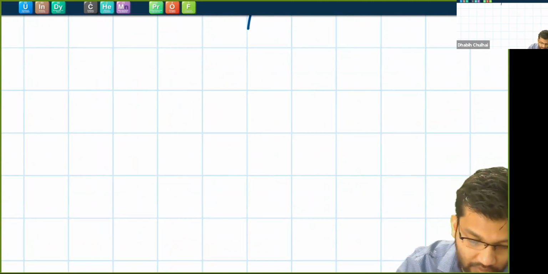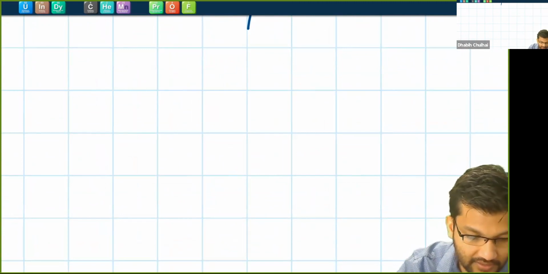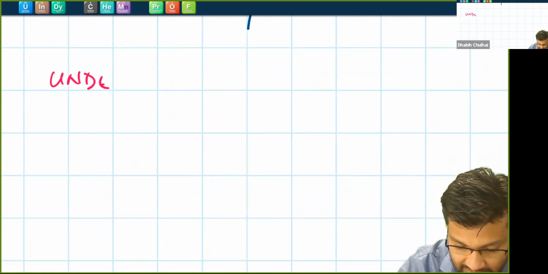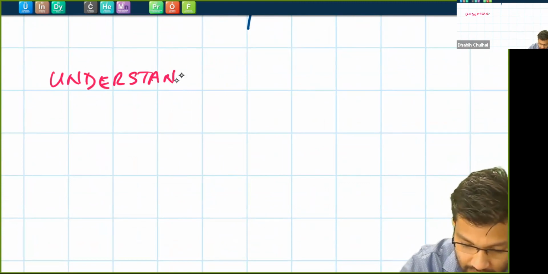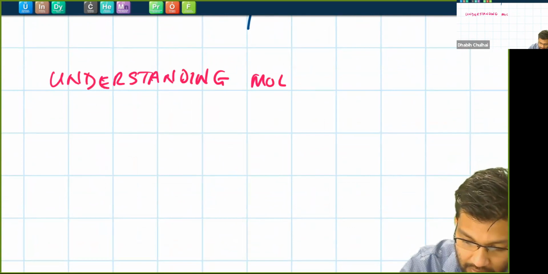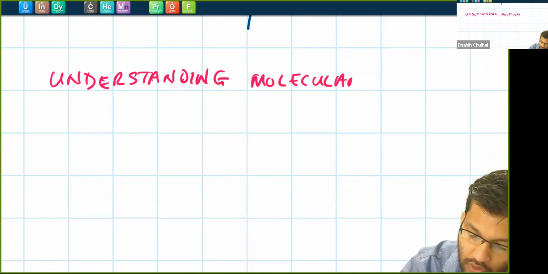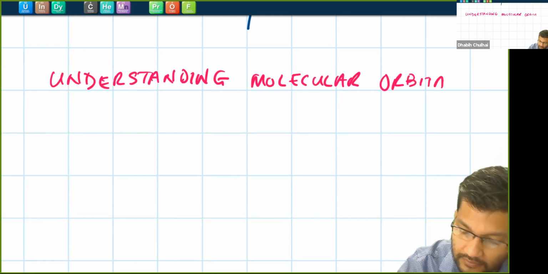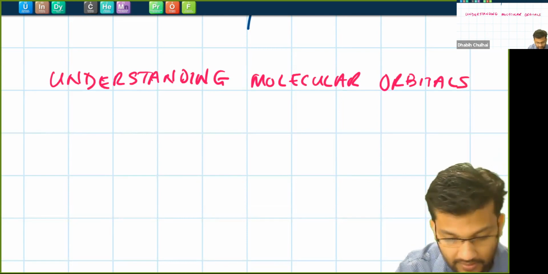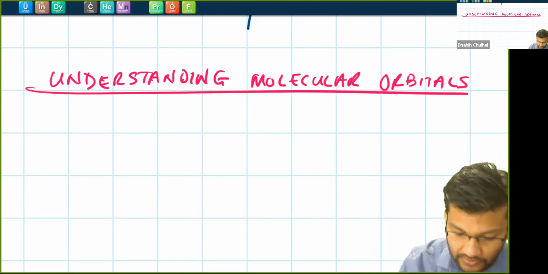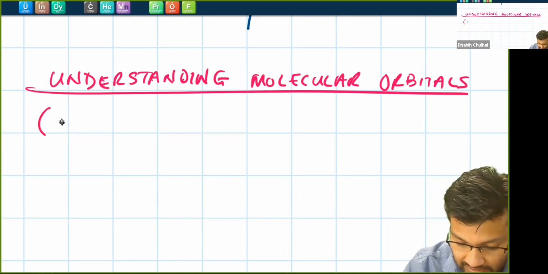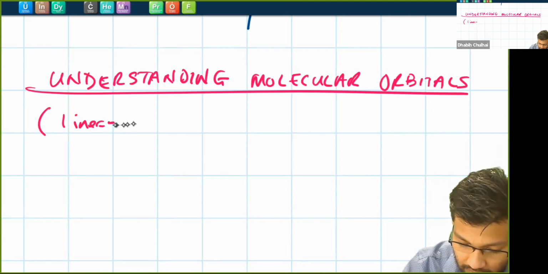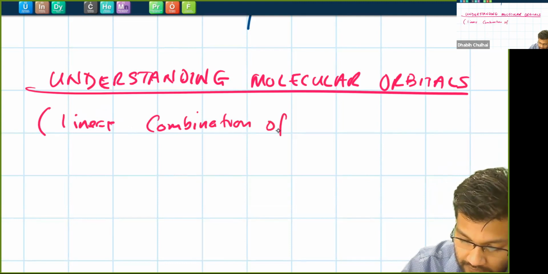To do that, we're going to look at a method, or well, I'll title this one Understanding Molecular Orbitals. We're going to try to understand them using something called a linear combination of atomic orbitals, or LCAOs.